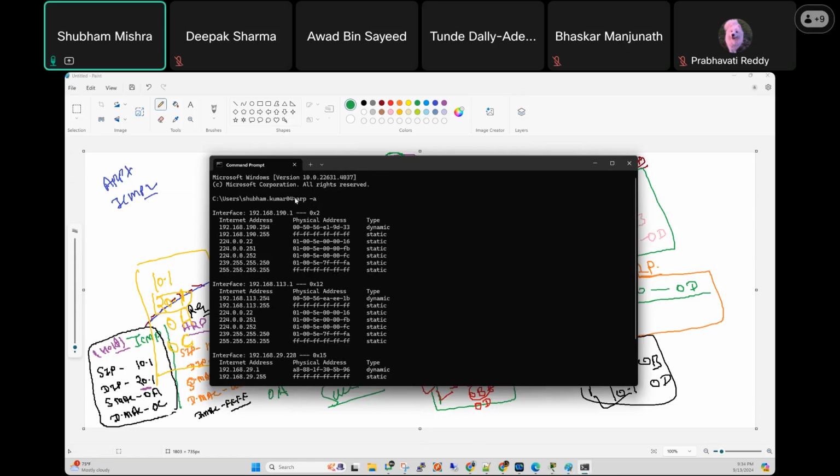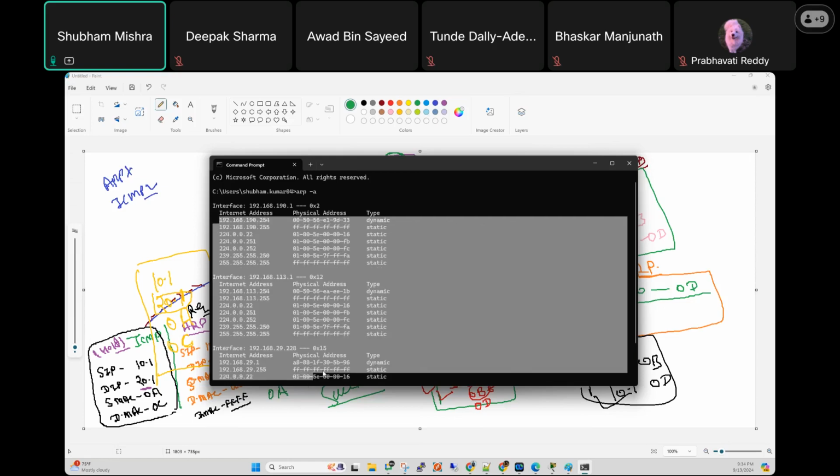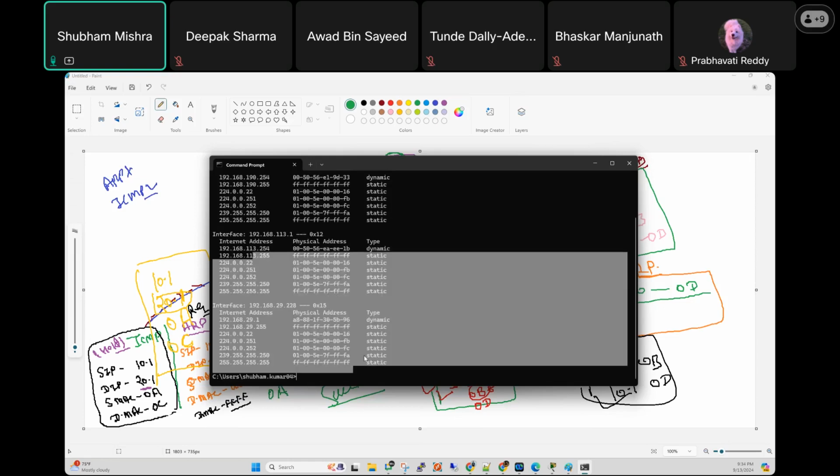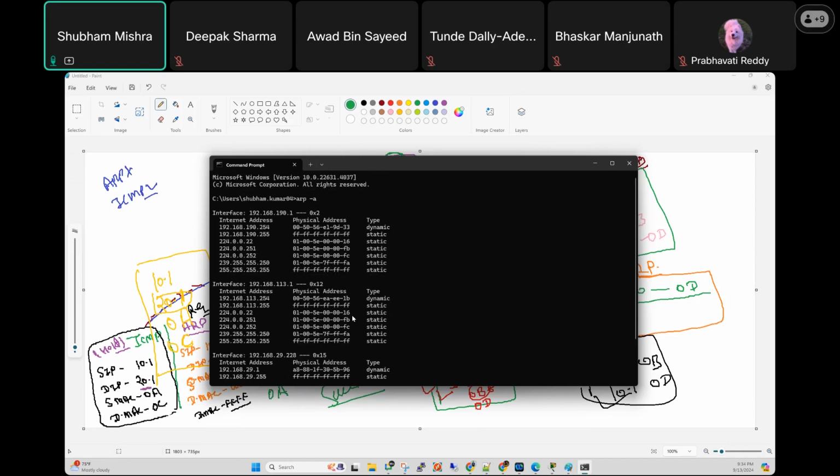Basically, with arp -a you are getting many results because previous entries have not been removed. But right now, what you need to focus on: when I run this command, I get three things. Internet address means this is the IP address. Physical address means this IP address is associated with this MAC address. It means there is a device on which this IP address is configured, and the MAC address of that device is this one. That is called dynamic. Dynamic means everything is happening dynamically. You need to focus on dynamic and avoid static.